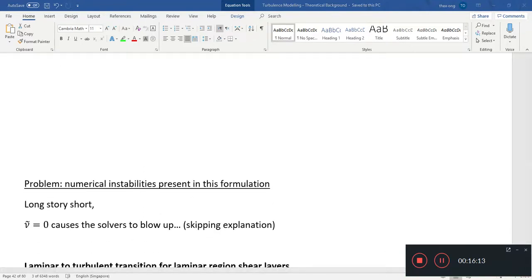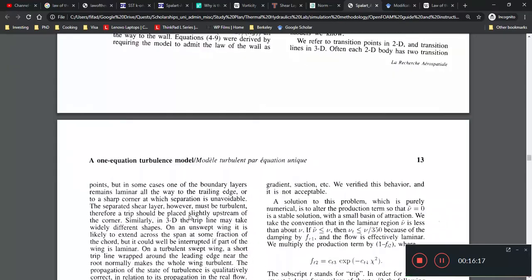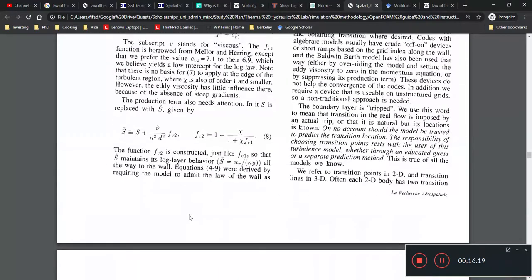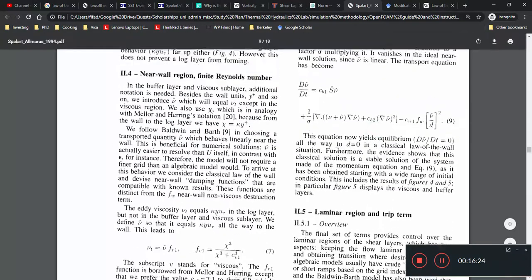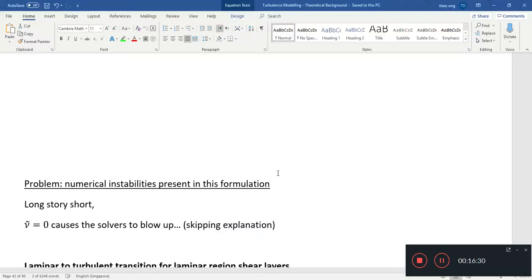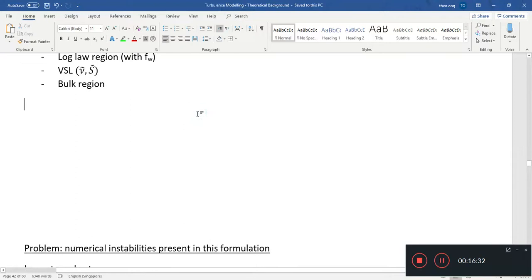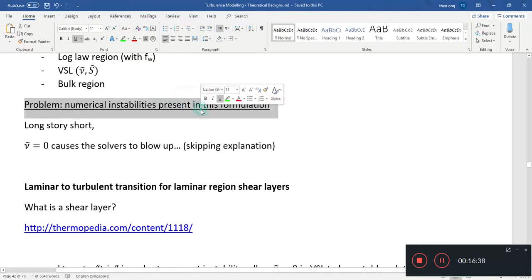The problem is with numerical instabilities. Yeah, the problem here is with numerical instability inside the laminar region. So we have numerical instabilities in the laminar region. So this is the problem: numerical instabilities present in this formulation.